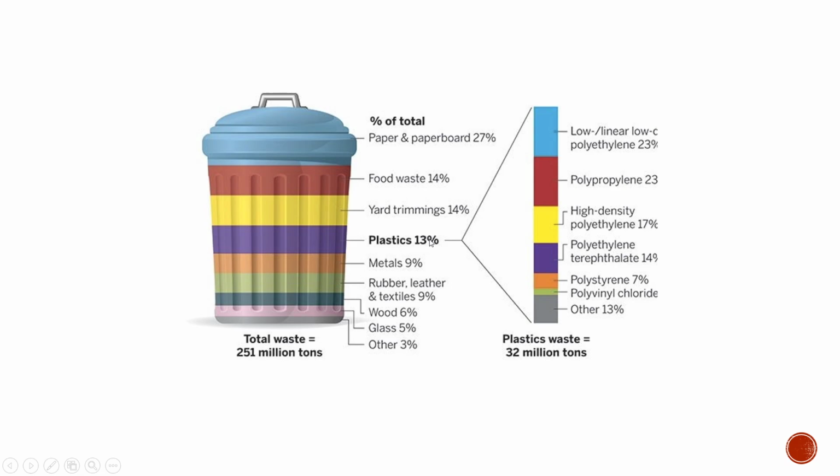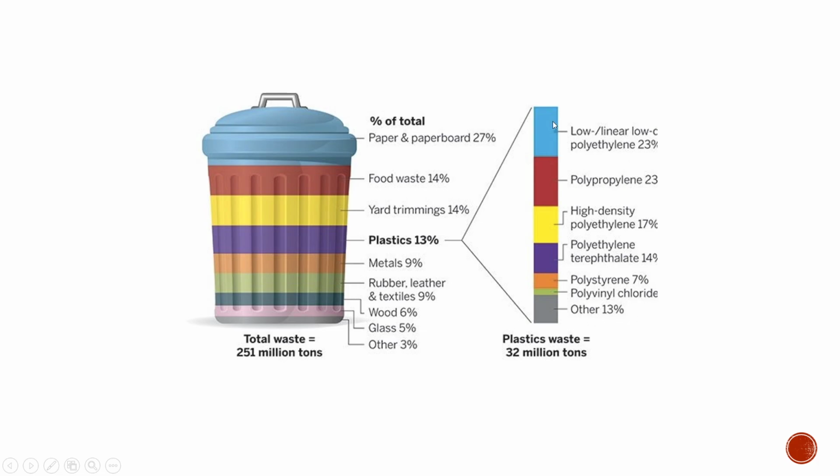Now, when we look at plastics, plastic waste is 32 million tons. You can do the math. 13% of 251 is 32. This can actually be broken down into other sources, the different types of plastics. We have low linear, low carbon polyethylene, polypropylene, higher density polyethylene, then polyethylene terephthalate. Polystyrene, polyvinyl chloride, and then other sources of plastic.